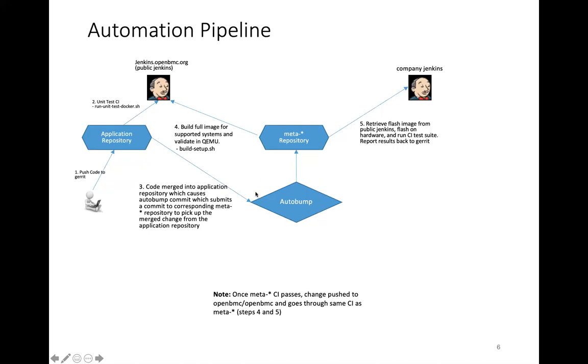So then we've got this auto bump script, which is monitoring those application repositories. And when it sees new code, it will generate a Gerrit commit that pushes the change into the correct meta repository. So like I said, usually for us, that's meta-phosphor, but it definitely varies. At that point, we've got a separate Jenkins job that builds that full image, right? So it bitbakes the image for all of the machines that we have in CI.